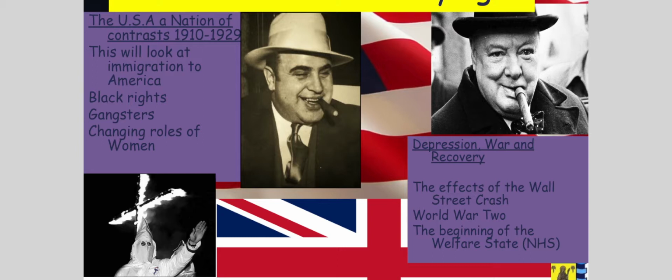Now, with the USA Nation of Contrasts, what we look at is basically how Black rights developed. People like the KKK, gangsters such as Al Capone, who you can see in that picture there. Changing roles of women, so how women went from having basically no rights, no right to vote, to then how World War One changed that for them. Looking at immigration, so why did people move to America in the first place? Why did they want to go to the land of dreams, I suppose?